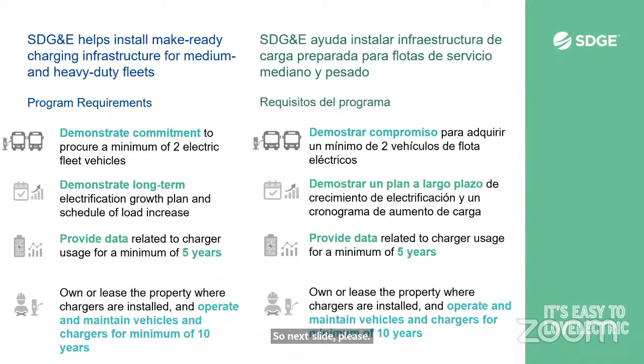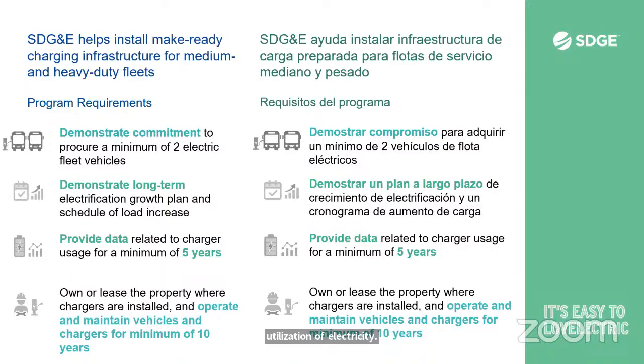We have 4 primary requirements to participate in this program. The first is to demonstrate a commitment for a minimum of 2 electric vehicles. That's any vehicle that is considered medium or heavy duty, or essentially has a 6,001 gross vehicle weight rating. For our second requirement, demonstrate a long-term electrification growth plan and schedule of load increase. This means increasing the quantity of electric vehicles within your fleet or increasing the utilization of electricity to recharge that fleet.